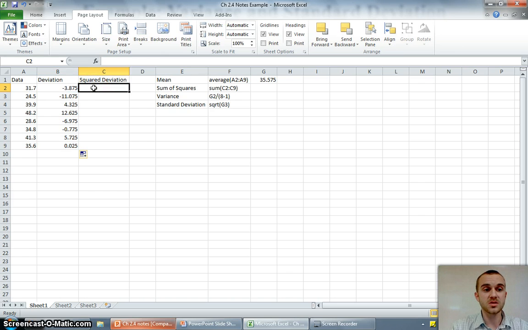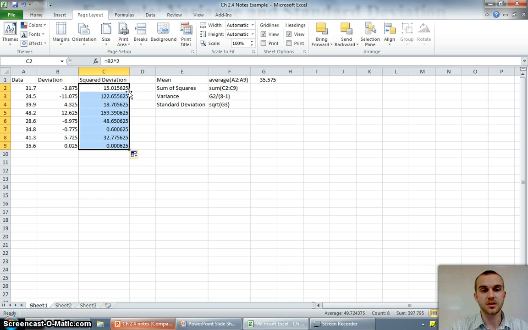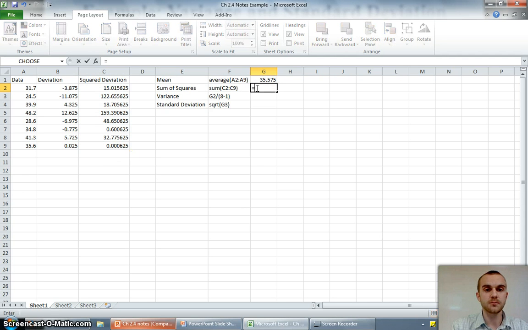Now to square each of those values, I'm going to use equals. I click on the deviation, I put the caret key and the 2, and that's the squared symbol in Excel. And again, I can highlight, double click in the bottom right corner, and all my values come up. Now I want to add them together to get the sum of the squares. So I use the sum function, SUM, and then I can highlight all those values and hit enter.